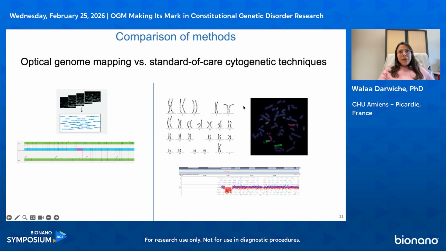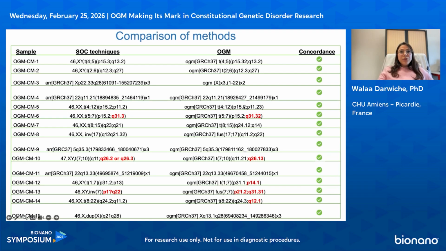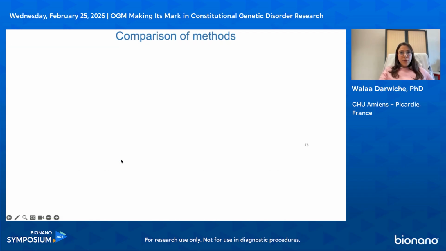So as mentioned earlier, we performed a concordance study comparing optical genome results with standard of care cytogenetic techniques, including karyotype, FISH, and chromosomal microarray. We observed 100% concordance for all reportable findings detected by microarray, karyotype, and FISH. In addition, optical genome mapping allowed more precise identification of breakpoints, as we saw here in several translocations or inversions, compared with conventional karyotyping.